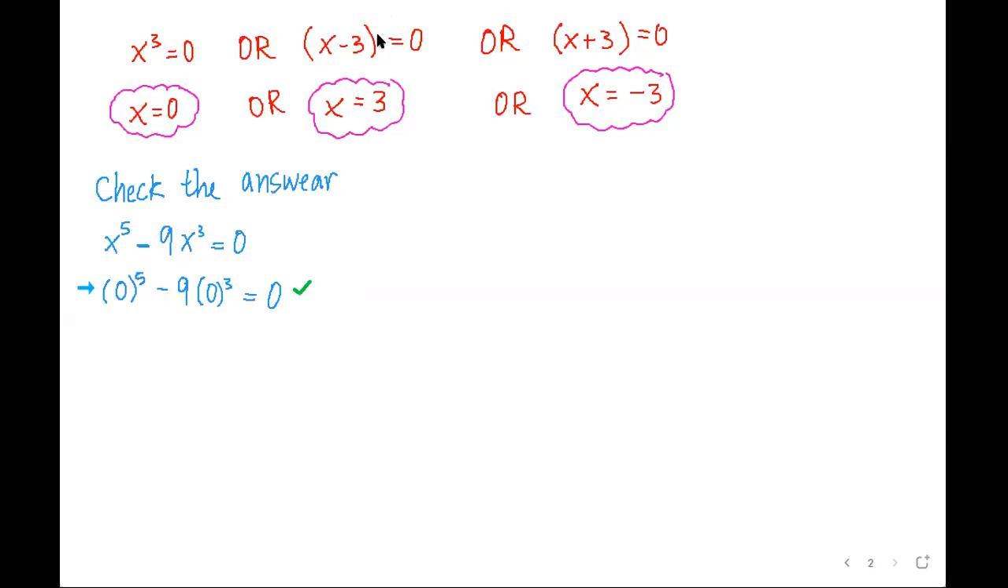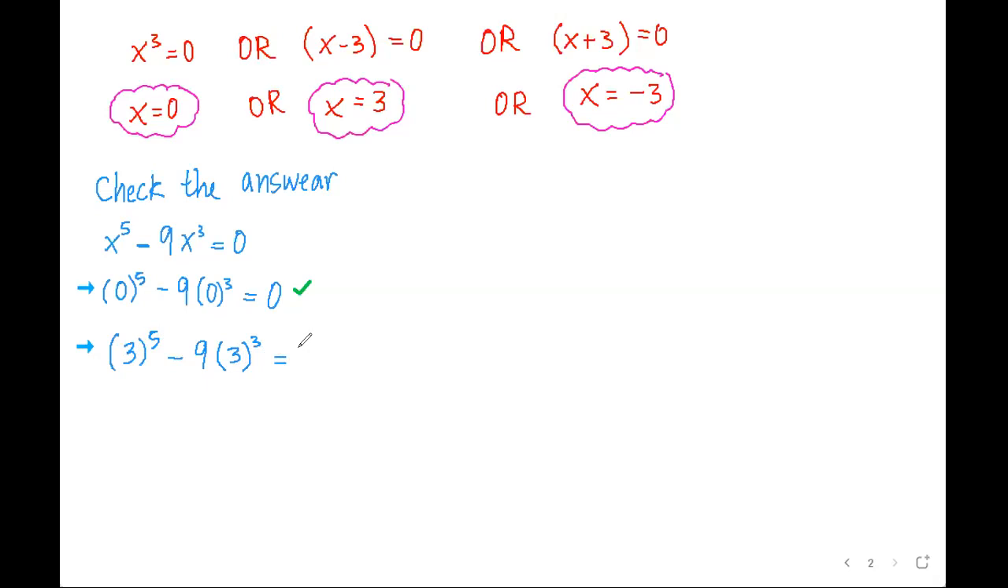Second one, the same thing. We plug x equals 3 into the equation. And what do we get? 3 to the 5 minus 9 times 3 to the 3. And 3 to the 5 is, 3 times 2 is 32? Is that 32?